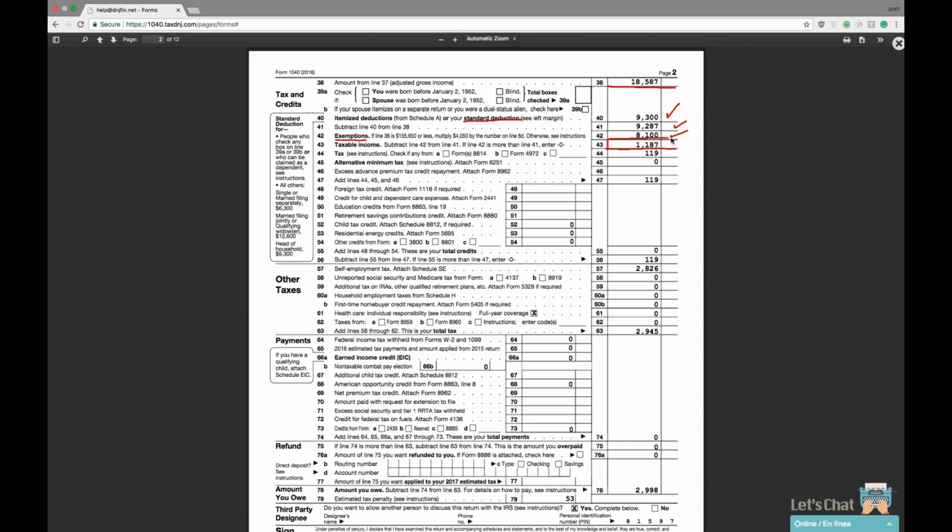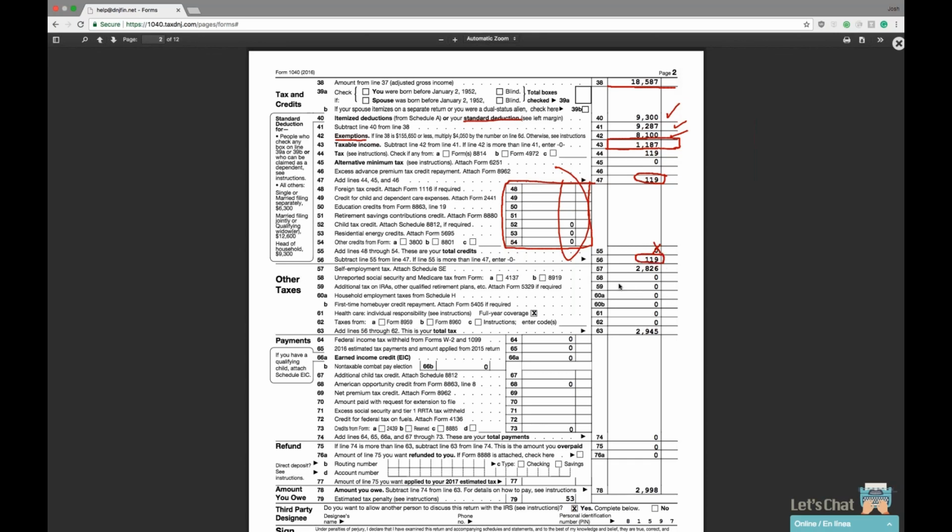On those $1,187, the IRS calculates taxes of $119, right? So far, this customer owes the IRS $119. But let's add the non-refundable credits that you have. Oh, you have 0. Okay, so you're not going to get any credits. So you still have calculated taxes of $119.